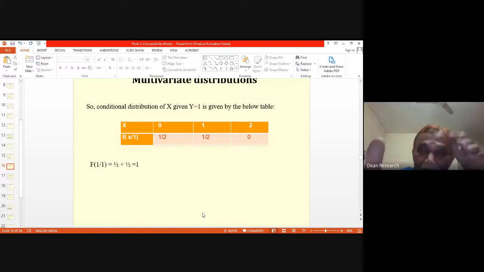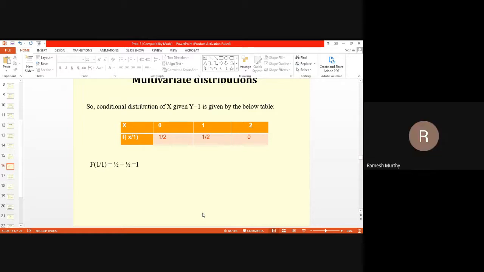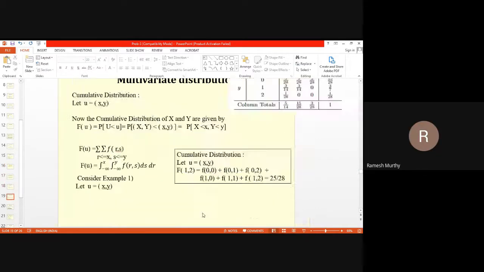Yes, sir. Similarly, I will give you the table for y, with y as the first row, and f of y given x equal to some value, either 0 or 1 or 2. A very similar table I will give you, and you can easily compute the cumulative probability. Basic cumulative distribution probability.